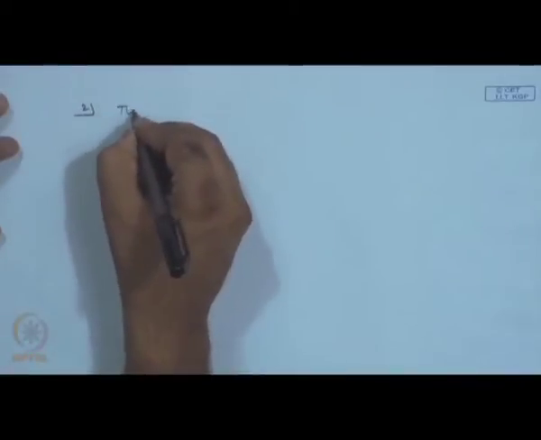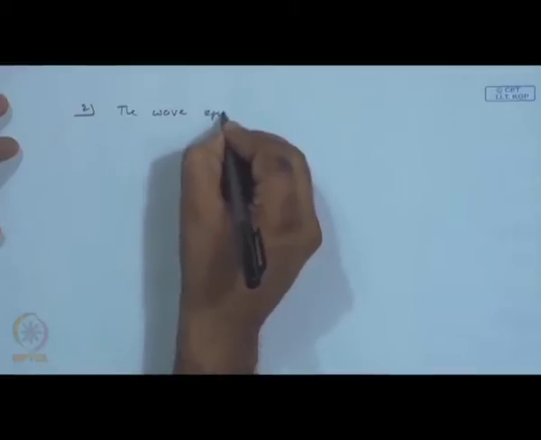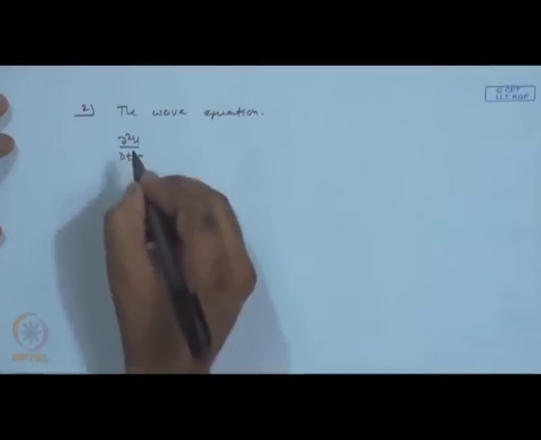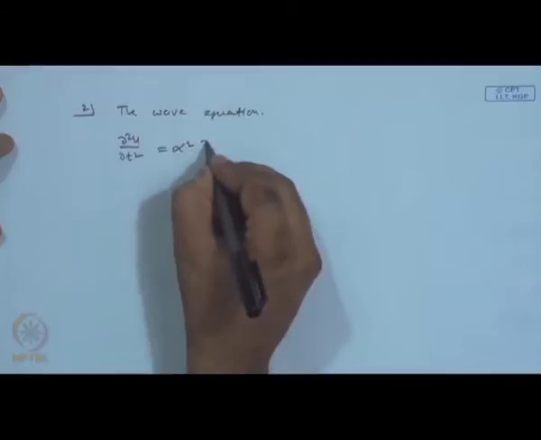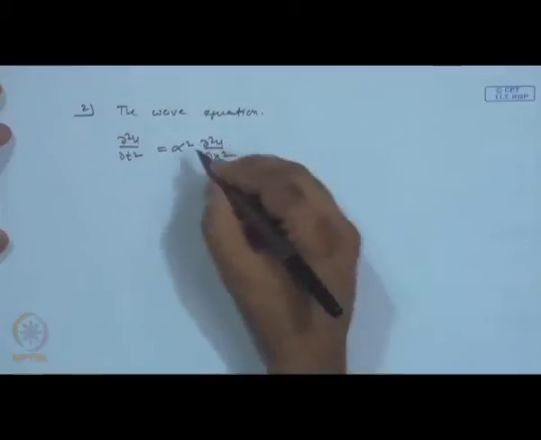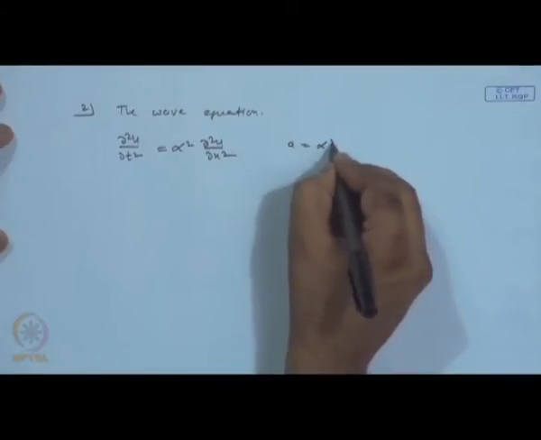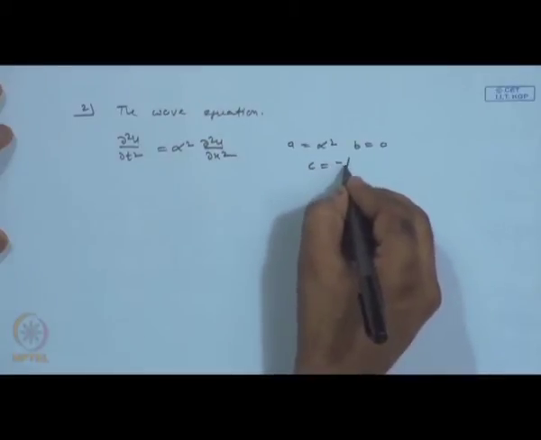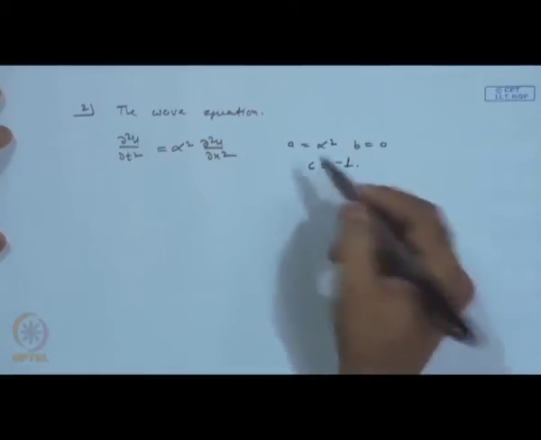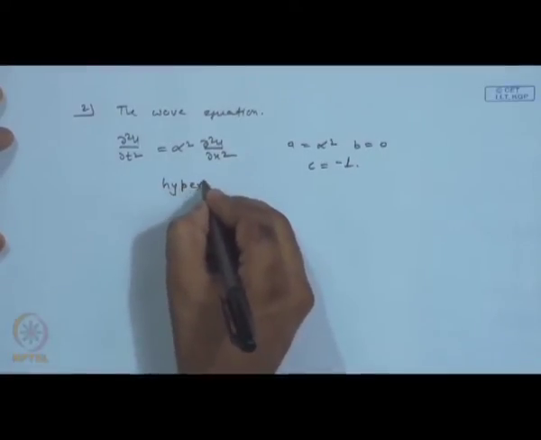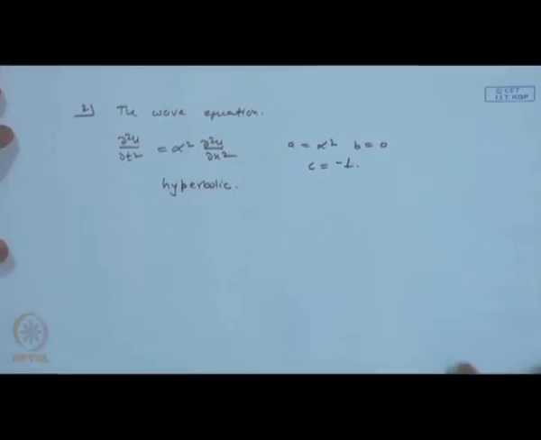We also have the wave equation, and in this case the equation is del 2u over del t square is equal to alpha square del 2u over del x square. Here a is alpha square, b is 0, and c is minus 1. So b square minus 4ac is positive, and we have a hyperbolic equation.